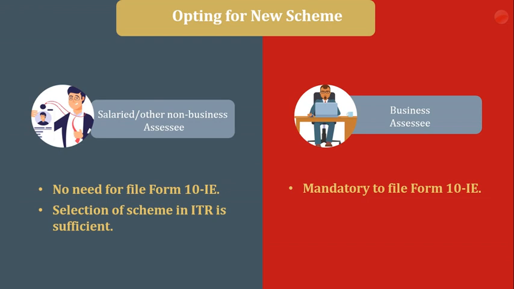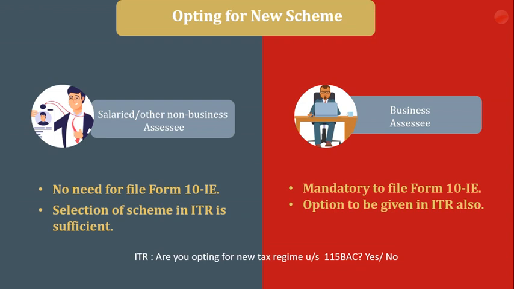Whereas in the case of a business assessee, it is mandatory to file Form 10IE if he is opting for the new scheme, and the option is to be given in ITR also. This option is to be selected in ITR: Are you opting for the new tax regime under section 115 BAC? So you have to say yes if you want to opt for the new scheme. So in the case of a business assessee, both things have to be done. This option is to be selected also, and also 10IE is to be filed, whereas in the case of non-business assessees, the selection of this option in ITR is sufficient.